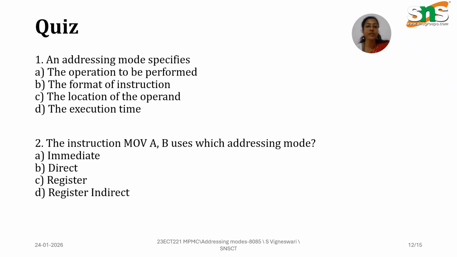Let's see a quick quiz here. Addressing mode specifies, yes, the location of the operand. And the instruction MOV A, B uses which addressing mode? Good. It is the register addressing mode.